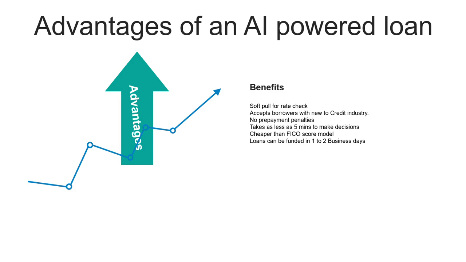Another benefit, the biggest benefit, is that it accepts borrowers who are new to the credit industry, and borrowers who don't have a long credit history, as most lenders prefer to lend to borrowers with long credit histories because they are considered less risky. So Upstart approves loans based on educational history and a bunch of other data points.